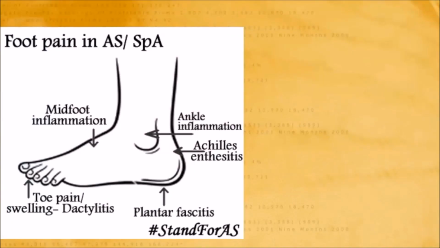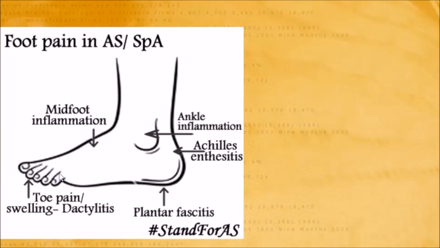Ankylosing spondylitis causes foot pain by three mechanisms. One, synovitis, that is inflammation of the joints. Secondly, enthesitis, which is inflammation at the areas where a ligament, muscle, or a tendon attaches to a bone. And thirdly, dactylitis. Dactylitis is inflammation of the entire toe.